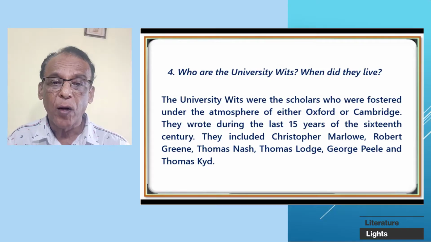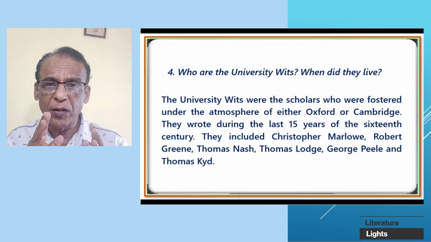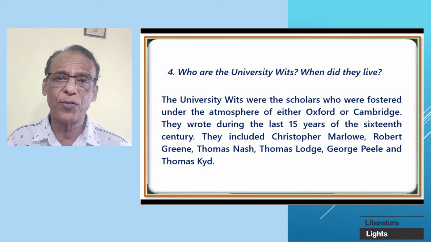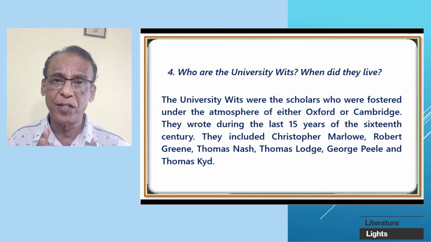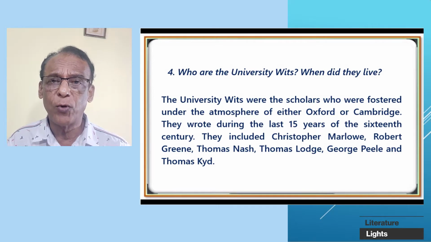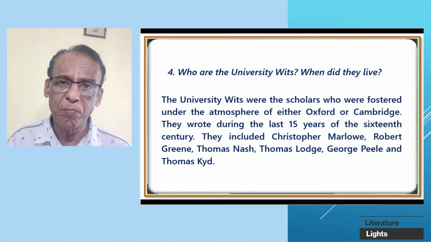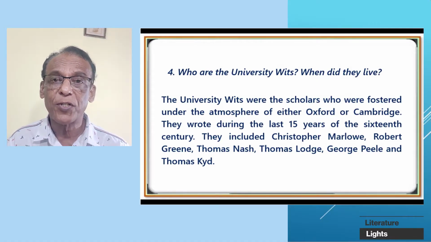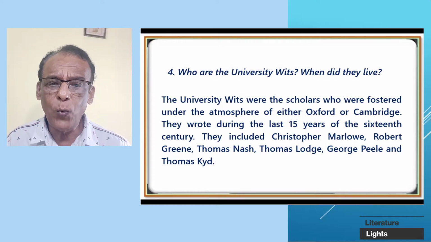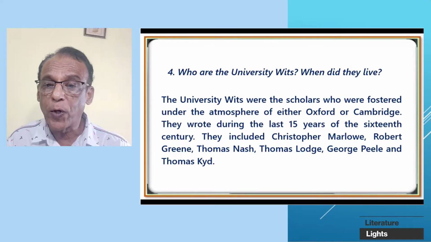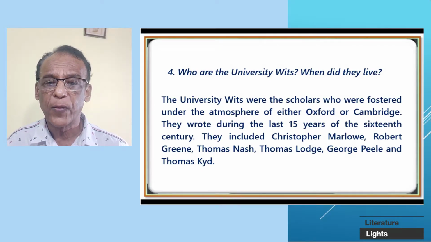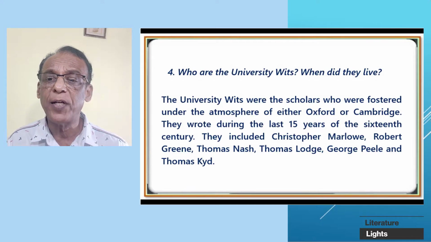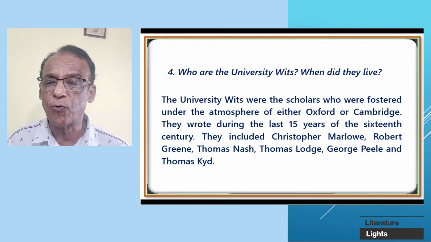Question number 4. Who are the university wits? When did they live? Remember, the university wits were the contemporaries of Shakespeare. Shakespeare was not a university-educated man, whereas his contemporaries were university-educated men. Those university-educated men were called university wits. The university wits were scholars who were fostered under the atmosphere of either Oxford or Cambridge. They wrote during the last 15 years of the 16th century.